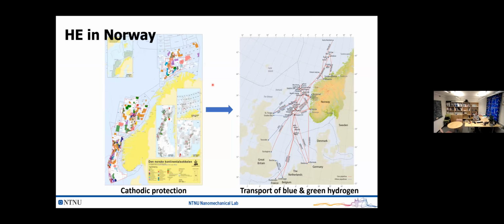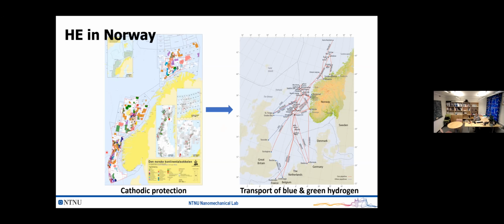And hydrogen embrittlement research in Norway has a very long history, thanks to the rich oil and gas resources in Norway and its very complex pipeline transport network. The left figure shows the oil and gas reservoirs along the coastline of Norway in the Norwegian continental shelf, and you will see a lot of those reservoirs there.